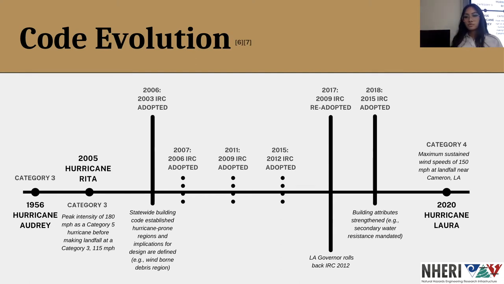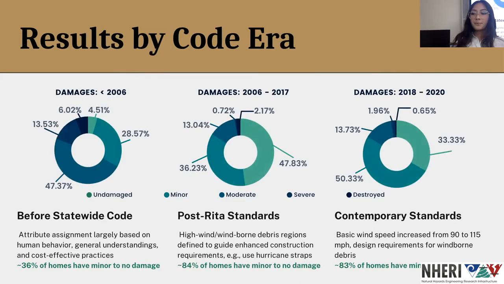This slide summarizes the damage rated by STEER in Hurricane Laura by code eras, and we see the three code eras that I just described. These are FEMA HAZUS's damage ratings, and from lighter to darker we see more severe damage ratings. Before the statewide building code, we can see that less than 40% of homes have minor to no damage. The impact that the storm had was very detrimental.